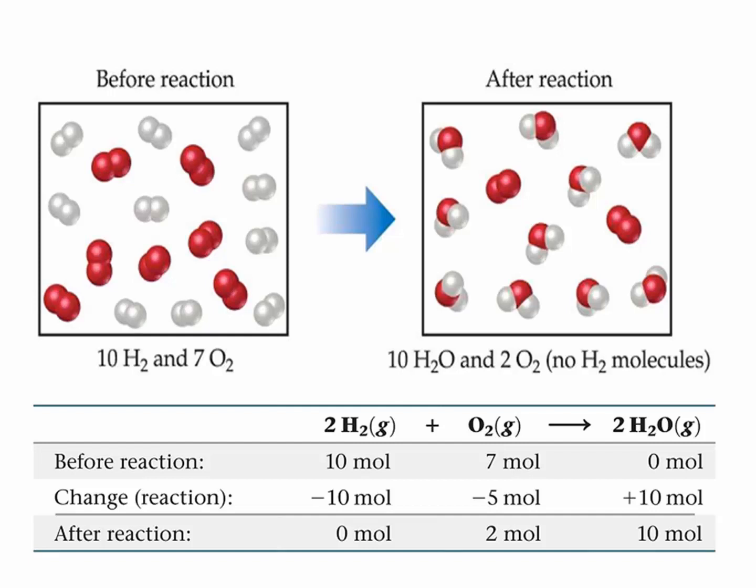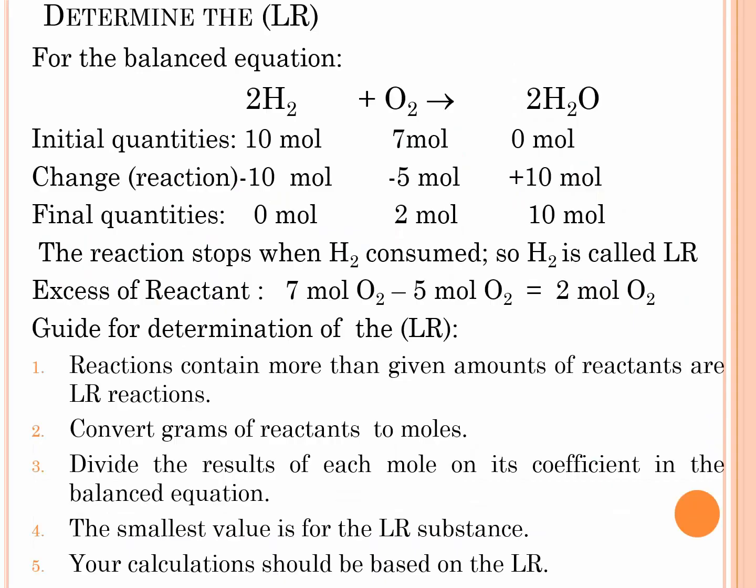The change you expect that, notice here, all the 10 hydrogens react, and only 5 reacts from the oxygen, and 2 remains, and the product is 10 mole. Now, the substance that is consumed first is called the limiting reactant. So hydrogen here is our limiting reactant, and oxygen is in excess, as you can see here. So this explains the meaning of limiting reactant.